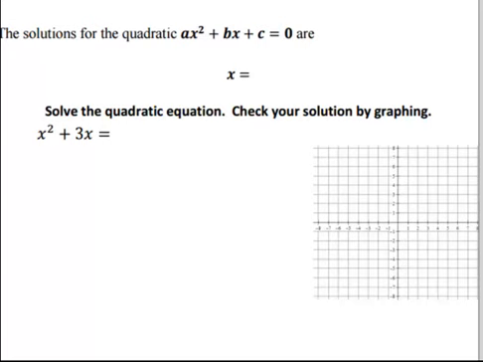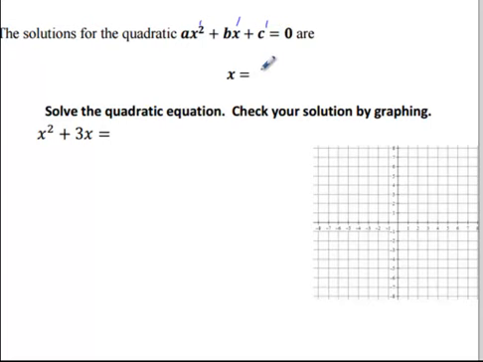Section 6.3, the quadratic formula. This is standard quadratic form, where it's in descending order. That means that the second degree term is the first thing you see, and then the first degree term is the second thing you see, and then the constant will be last. It'll all be on one side, set equal to 0.